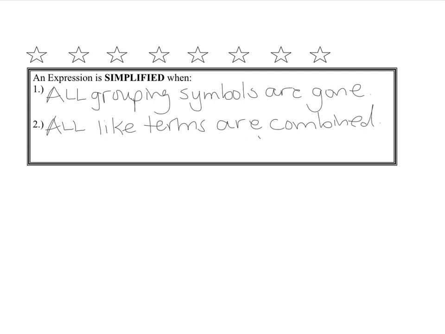So if you notice this big box, it has a bunch of stars next to it. That's usually because it's important. So make sure that you know these two things. So basically, to simplify expressions like these, you're going to distribute to get rid of the grouping symbols, and then you're going to combine your like terms. So let's practice that together.